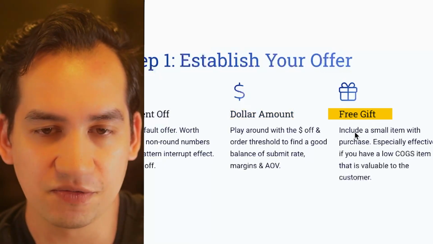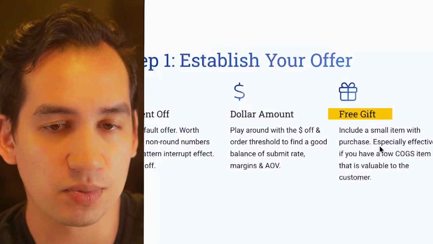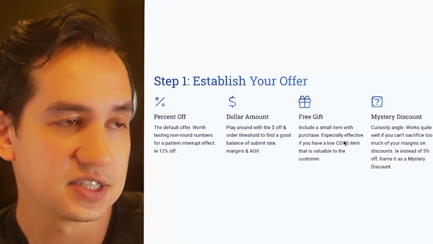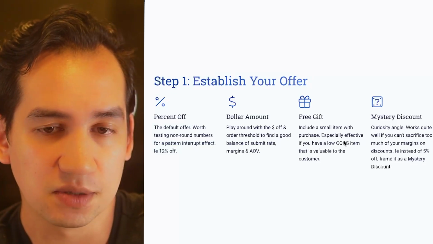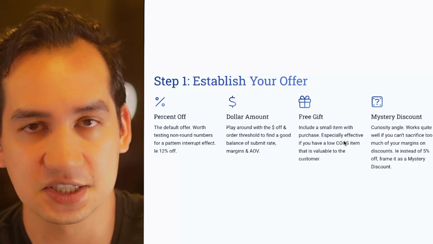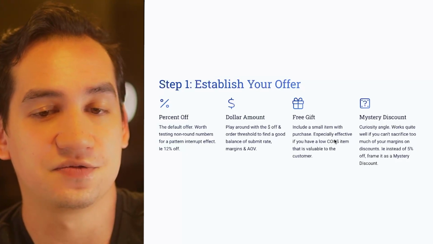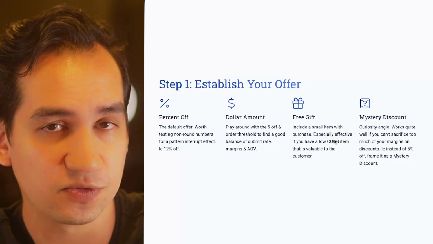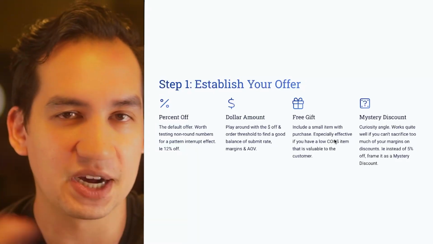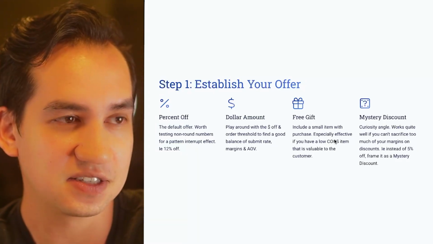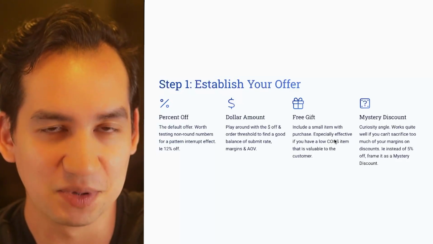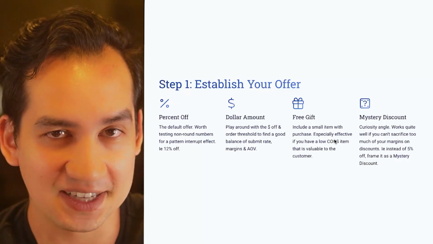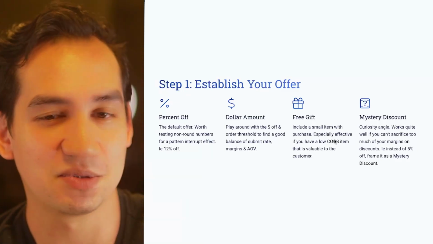Number three is going to be the free gift, so including a small item with purchase. Now, this is especially effective if you have some sort of item in stock that, number one, you're trying to sell out of, number two, is a low cost to produce, and number three, it's valuable to the customer. So for example, with a supplement brand, one that has worked well for us is Blender Bottle. They're buying your whey protein, and to use it, you need a blender bottle. So if you have a blender bottle, it's low cost to produce, then why not offer that and test that out instead of 10% off or whatever.